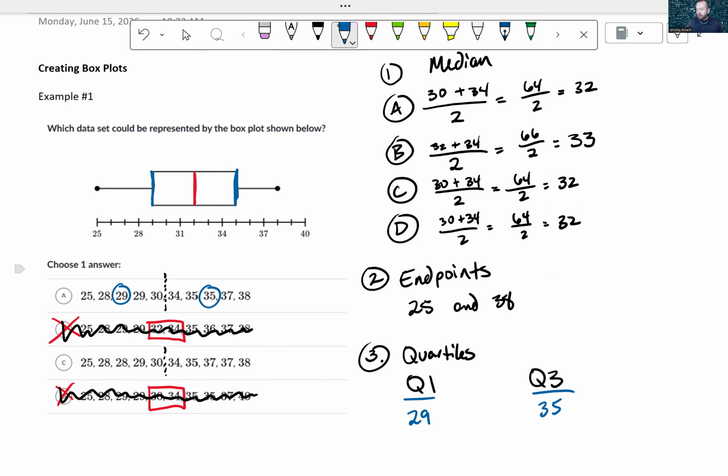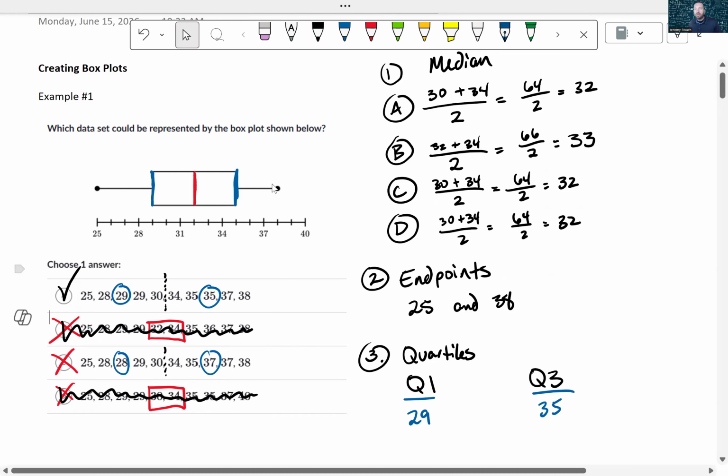Let's take a look at C. We've got 28 is our middle number and for Q1 and then 37. So it looks like C is not correct. So we've got our final answer for A. And I think this is a great example because now we can look at all of these different properties of box and whisker plots, the median, the endpoints, and the quartiles.